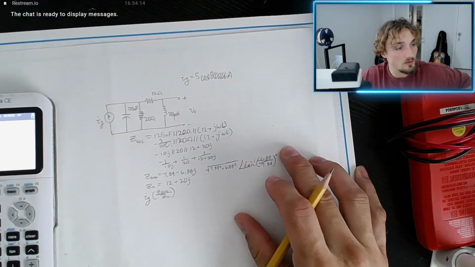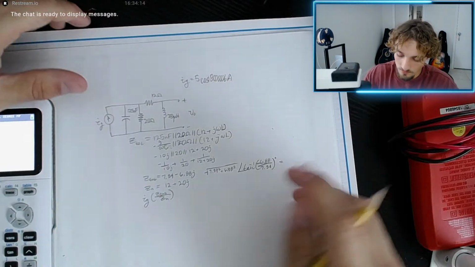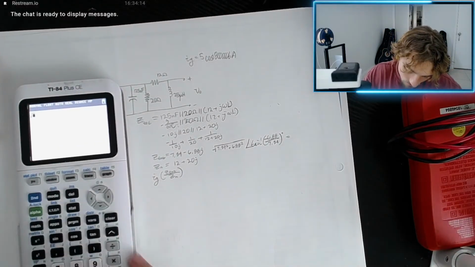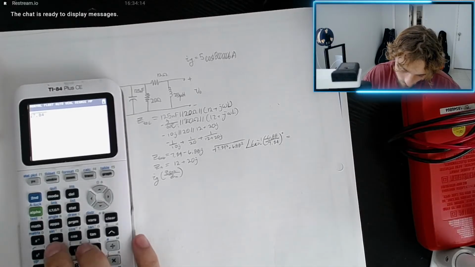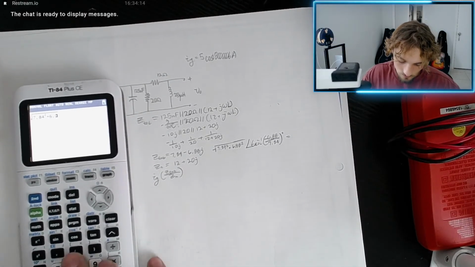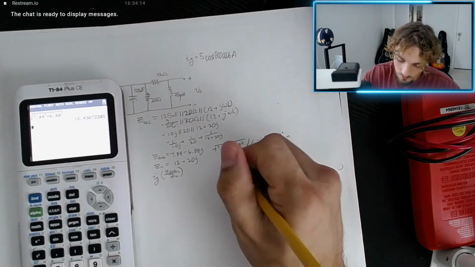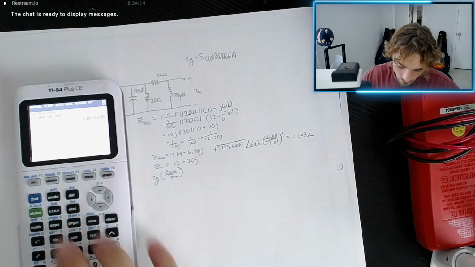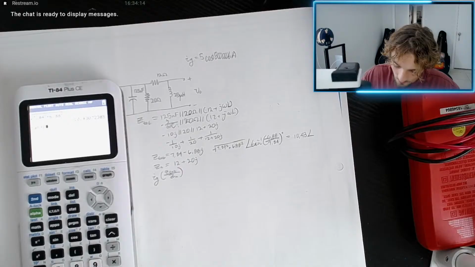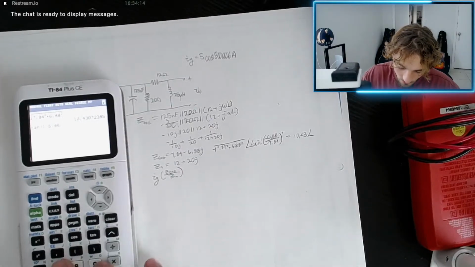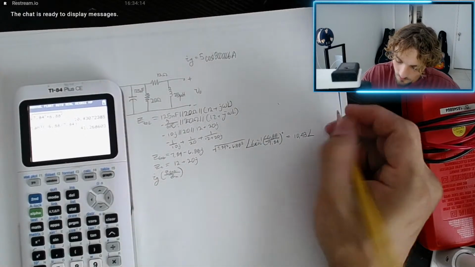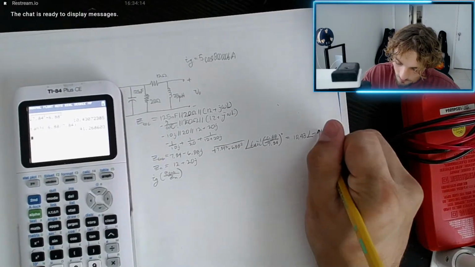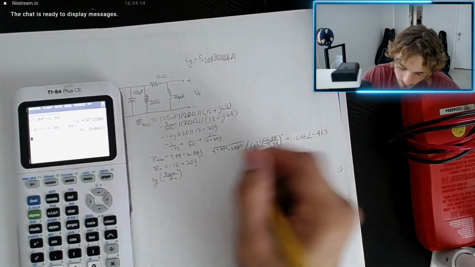That equals magnitude 10.43, phase angle inverse tangent of negative 6.88 divided by 7.84. Okay, we have an angle of negative 41.3 degrees. Okay, now let's solve for Zn.